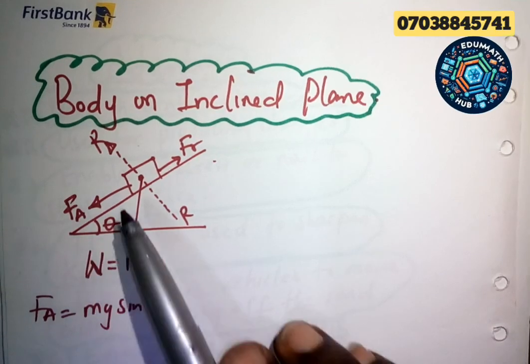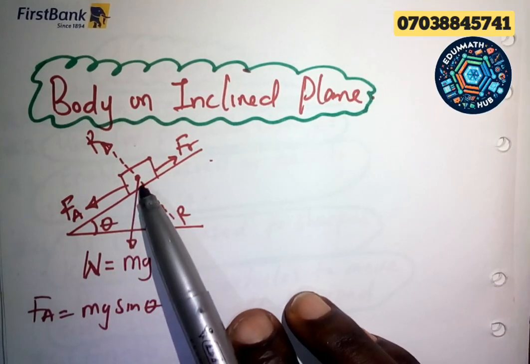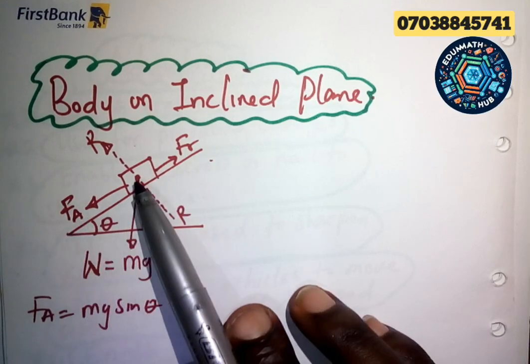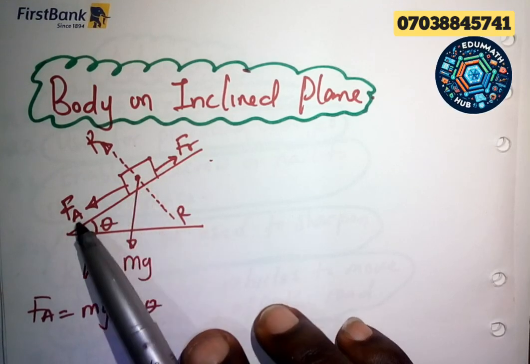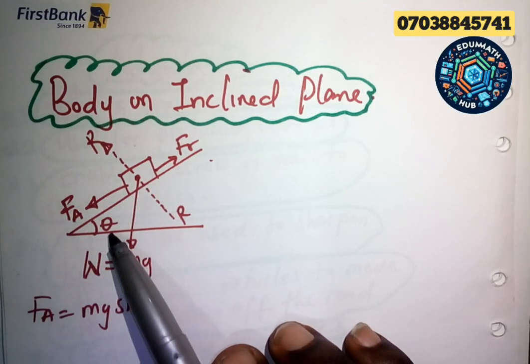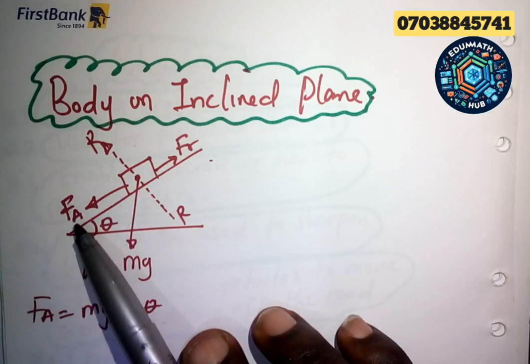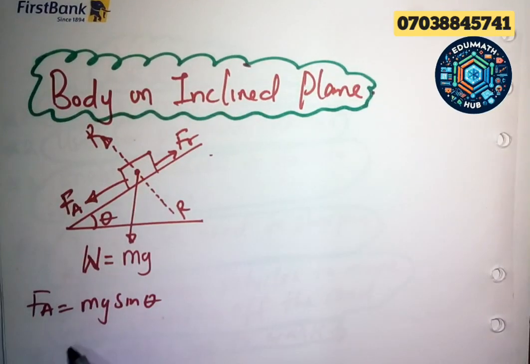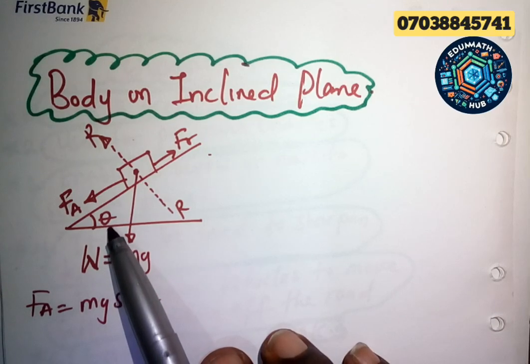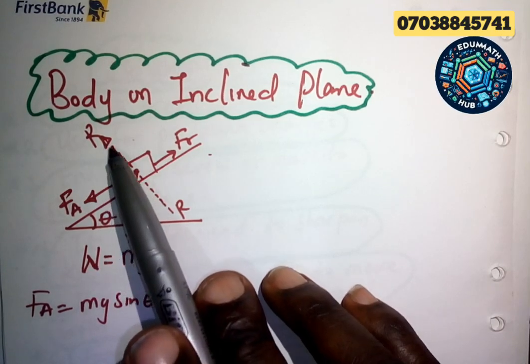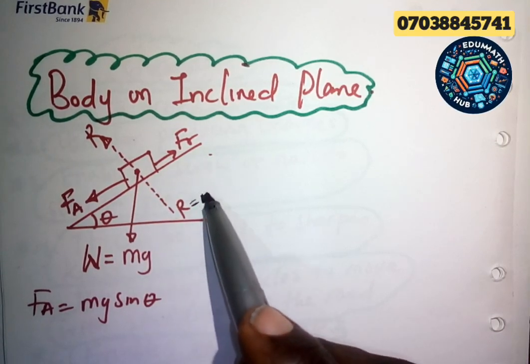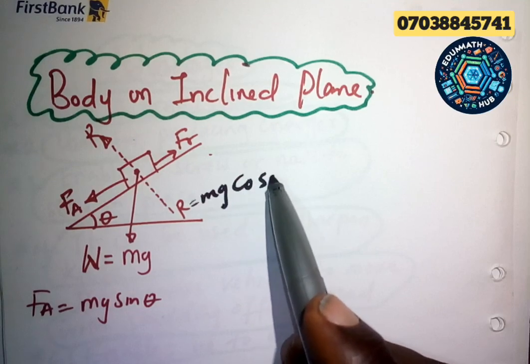Now this body has been placed on this inclined plane, so definitely it will tend to fall down like this, and what is pushing it down is the component of the weight in this direction. The angle of this inclined plane is theta. The component of this weight that is acting like this is Fa, and Fa is equal to mg sine theta. Theta is the angle of inclination of the plane. This other component here, given by R, is equal to mg cos theta.